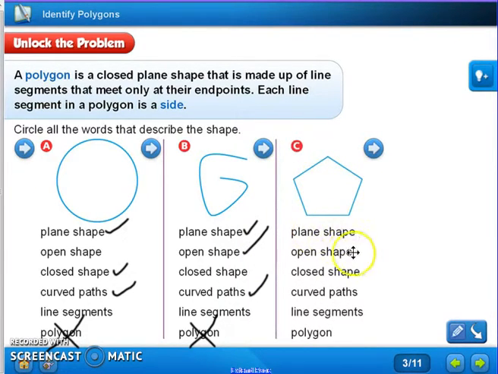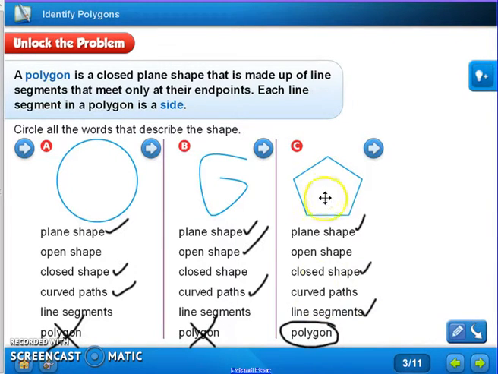I love this shape. Okay, so let's ask ourselves, is it a plane shape? Is it flat? Yep. Is it open? Can something get in? Nope. So it's closed. Great. Is it made of curved paths? No, it is not. It is made of line segments. So is it a polygon? Well, let's see. It's closed, it's a plane shape, and it's made of line segments. Bingo! It is a polygon.